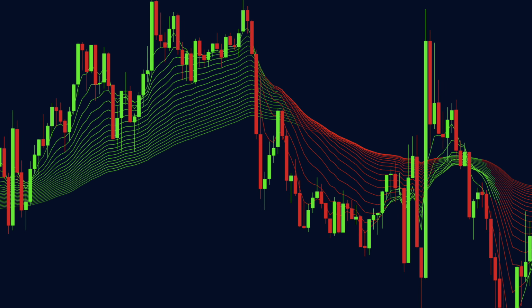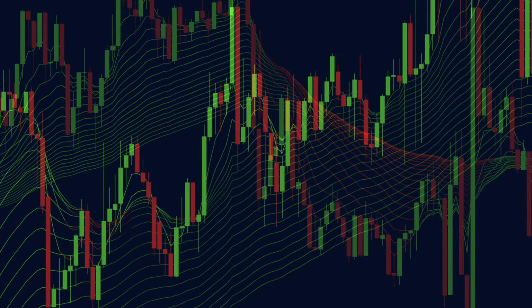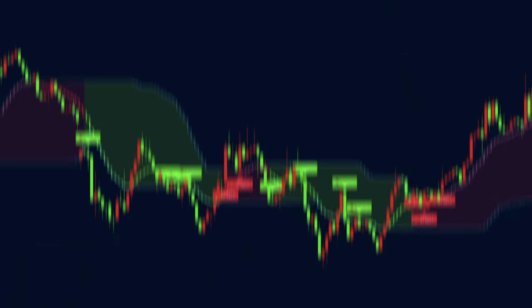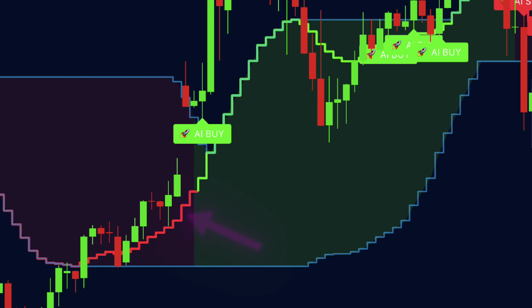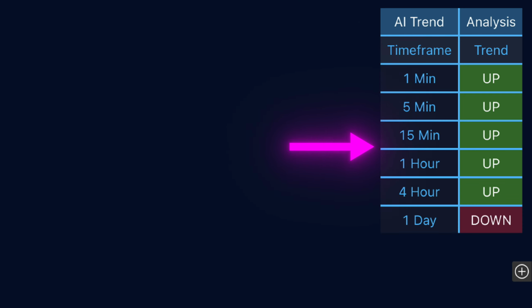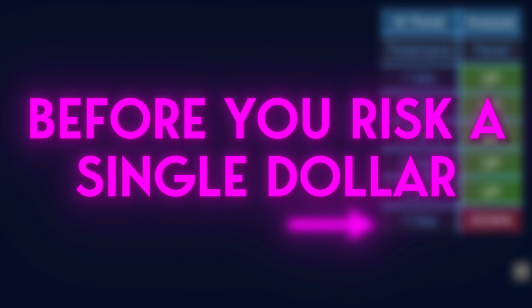Now, most trend indicators just show you what's happening on your time frame and leave you guessing about higher time frame alignment. The Trend Channel Swift Edge instead combines a dynamic price channel with multi-time frame analysis to give you the complete picture before you risk a single dollar.